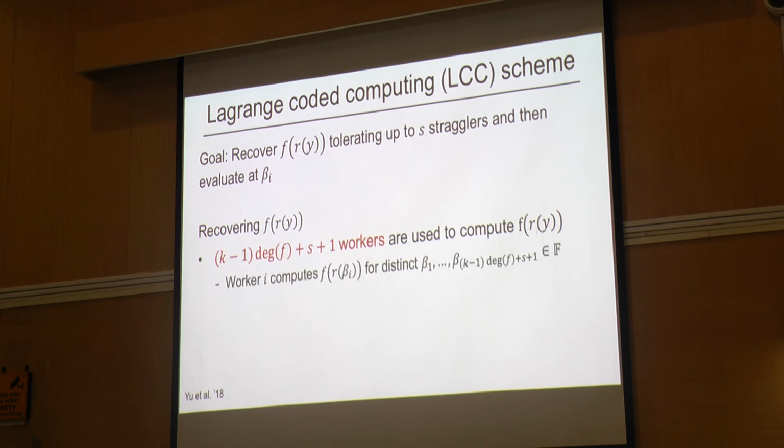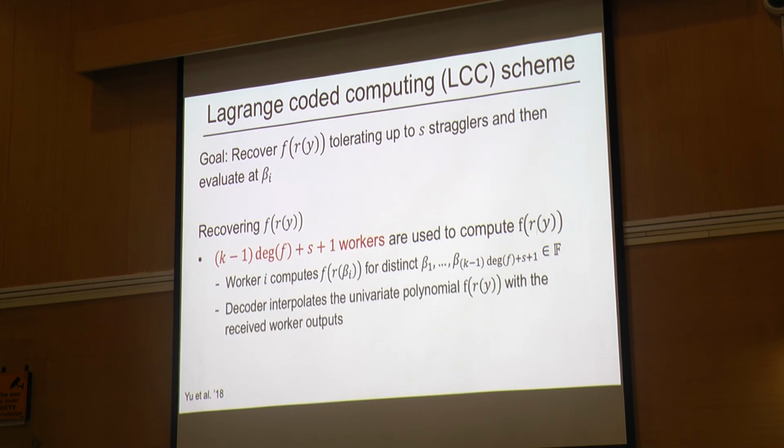So basically each worker i computes f of r of beta i at these distinct betas, and then some s of them might straggle. The decoder uses whatever comes back to interpolate f of r of y, and then it evaluates at the specific beta i's to get back the f of xi's.